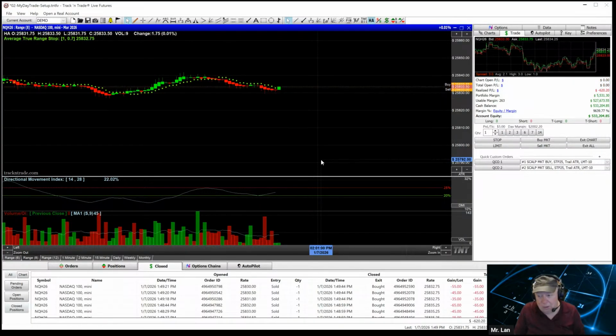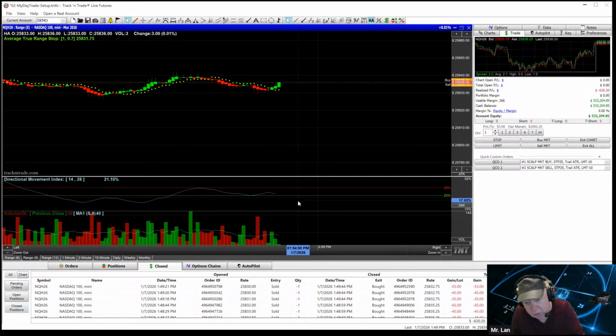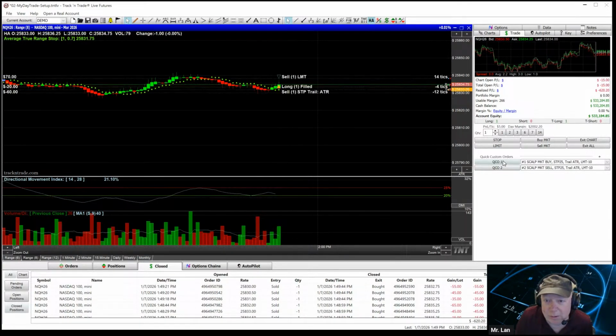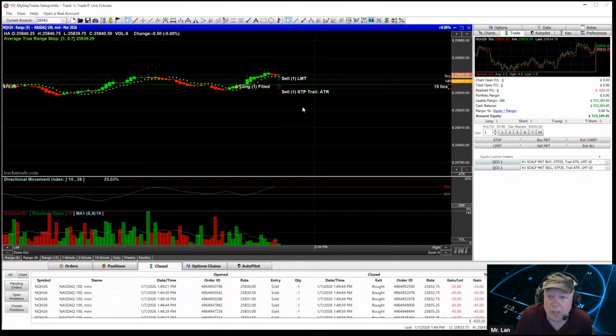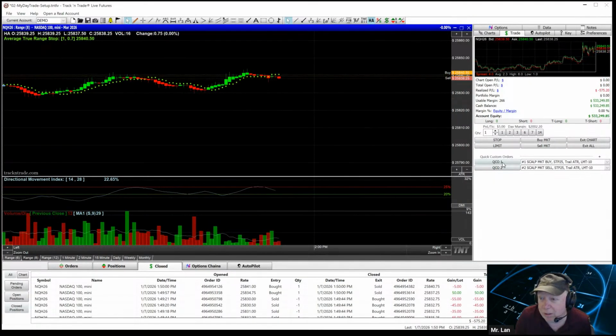Oh, you rotten little bugger. Did it again on us. So, that's a good little indicator. It tells you when not to trade. Just don't trade when it's below the red line. But we're going to do it anyway because we're in a demo account and we're practicing and trying to learn. Well, that made $50 in that market.